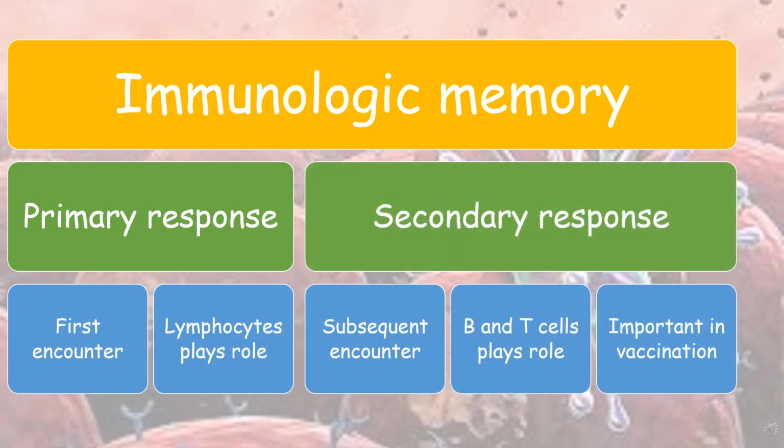Immunologic memory is the ability of the immune system to respond with greater efficiency during a second exposure to the same pathogen. Primary response is the first encounter with a foreign antigen. Lymphocytes that will be used to eradicate the pathogen are clonally selected to resolve the infection. Whereas secondary response is to all subsequent encounters with the same antigen or pathogen. Memory B and T cells play an important role in the secondary immune response, and it is also important in vaccination.